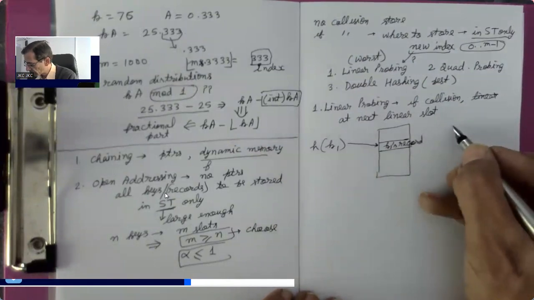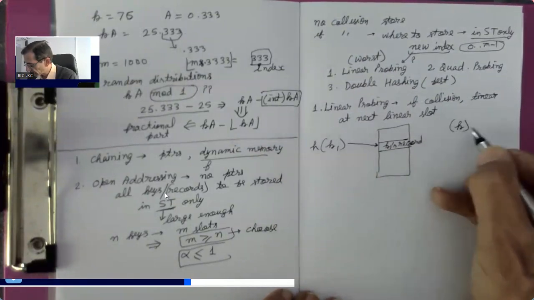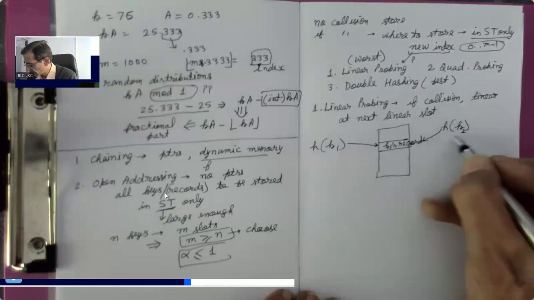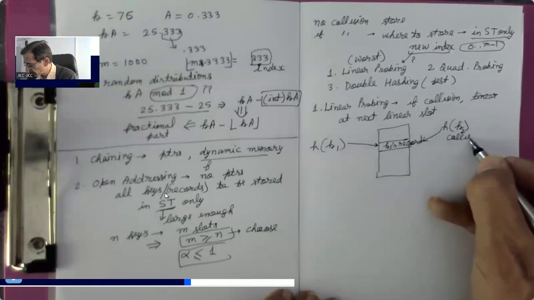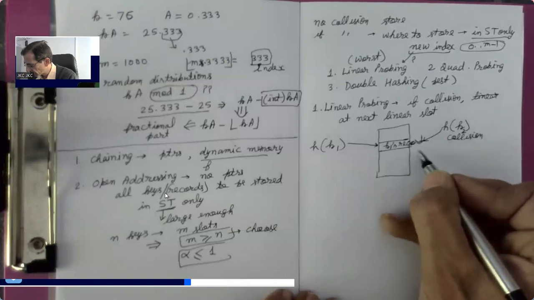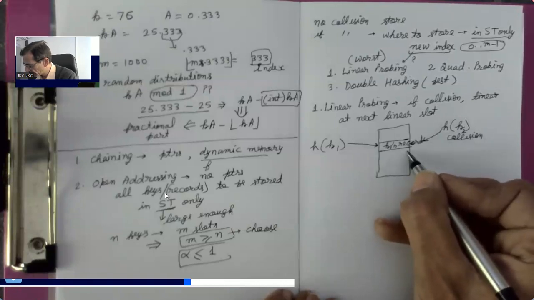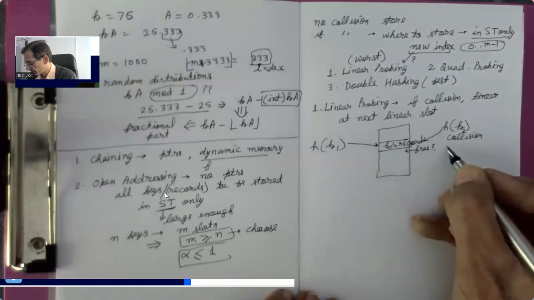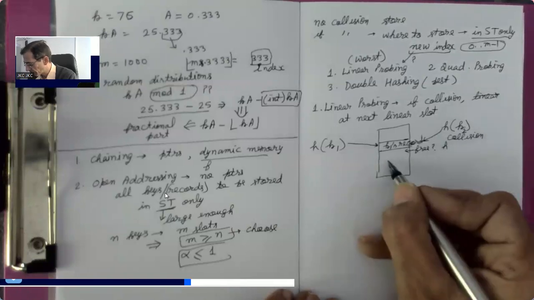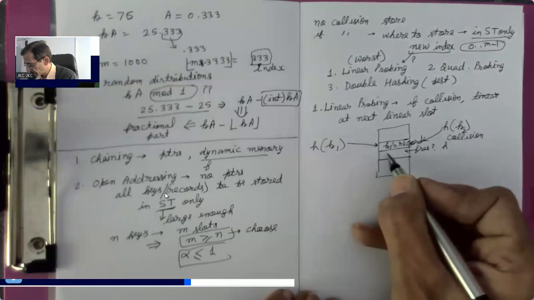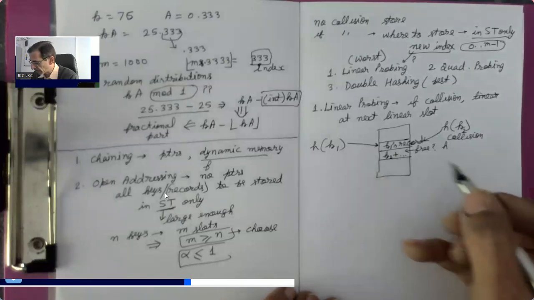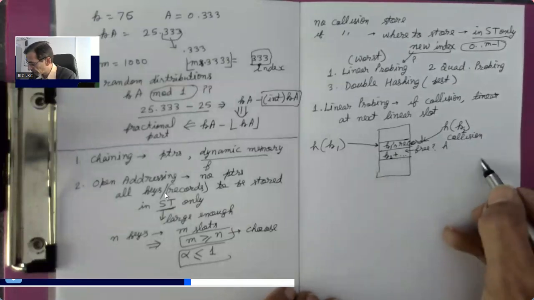Now you got another key K2, let's say, which also mapped to the same address. Leads to a collision. So the solution is, if next location is free, store here. So my K2 will be, if it is free, this K2 will come here. K2 plus full record will be stored here. Sometime later, you get another H of K3.